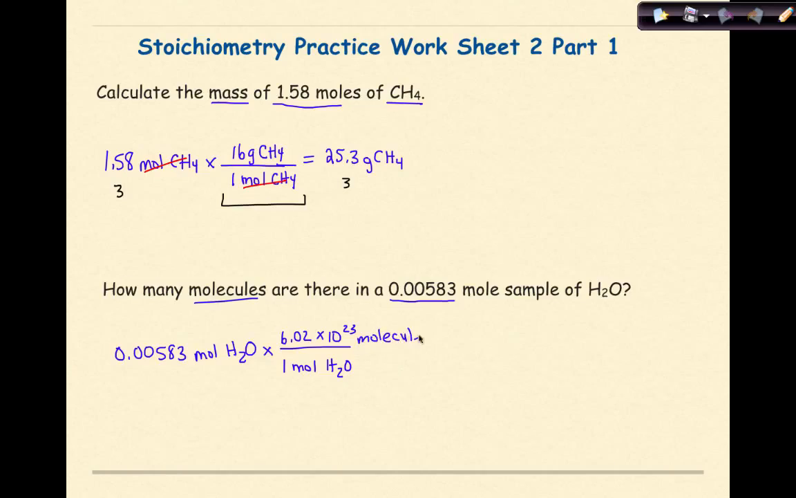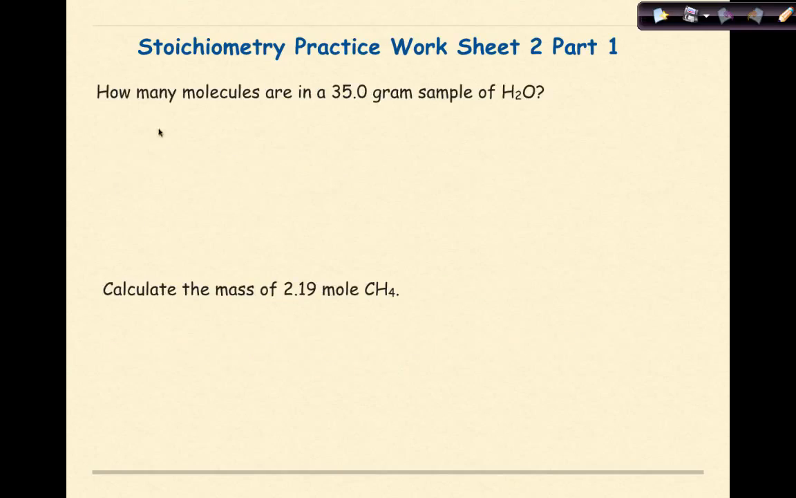Molecules, we'll write the whole thing out. Molecules of water, just to stretch that out. Let's make sure that our units cancel. Moles cancel moles. So I'm going to put into my calculator 0.00583 times 6.02 times 10 to the 23rd. And when I get an answer here, my answer should be 3.52 times 10 to the 21st molecules of water, H2O. Let's look at our next problem.